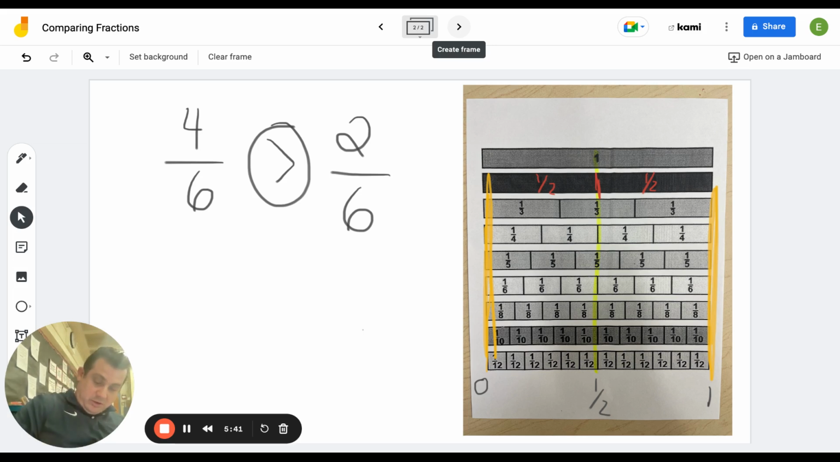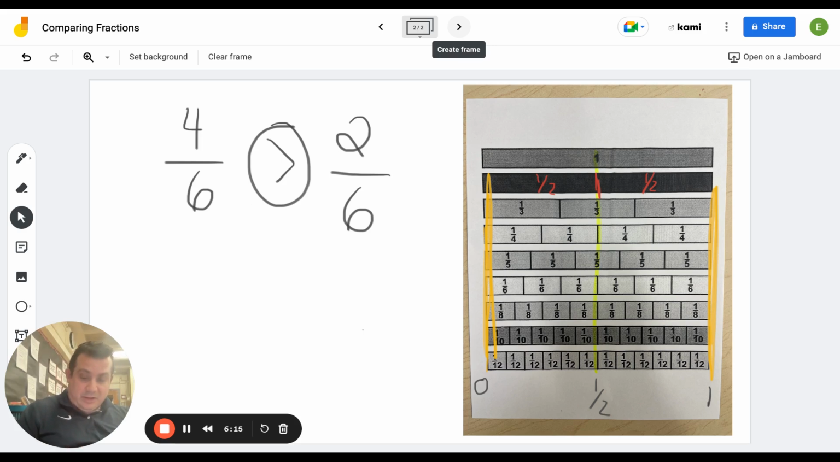And if you go to your 4/6, we're shading in right there. And 2/6, we're only shading in 2 of those pieces. All right? So when the denominators are the same, you could just look at the numerators. Whichever numerator is greater, that's the greater fraction. But you can only do that when the denominators are the same, because the size of the pieces are the same.